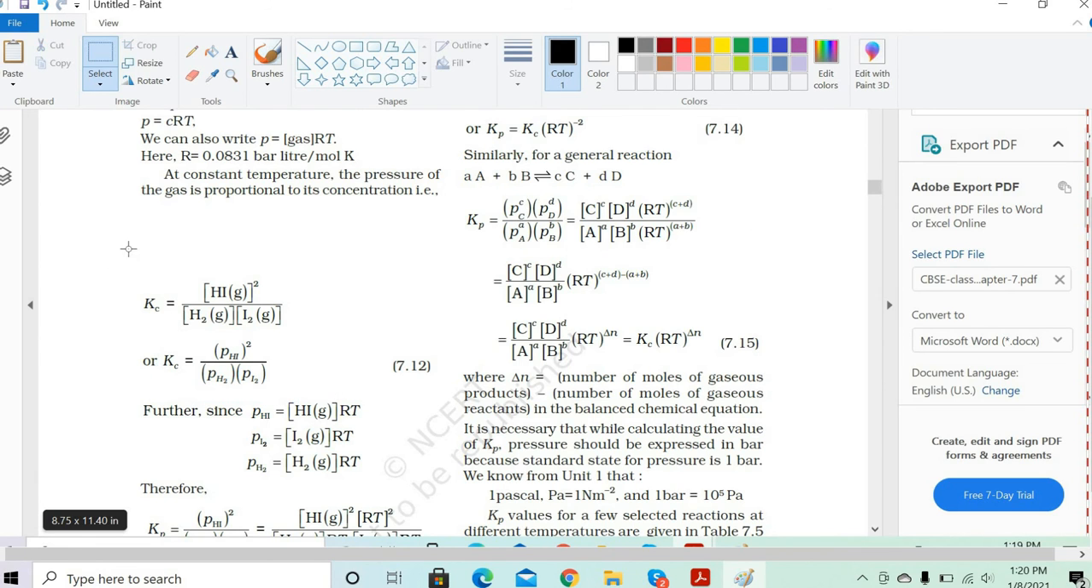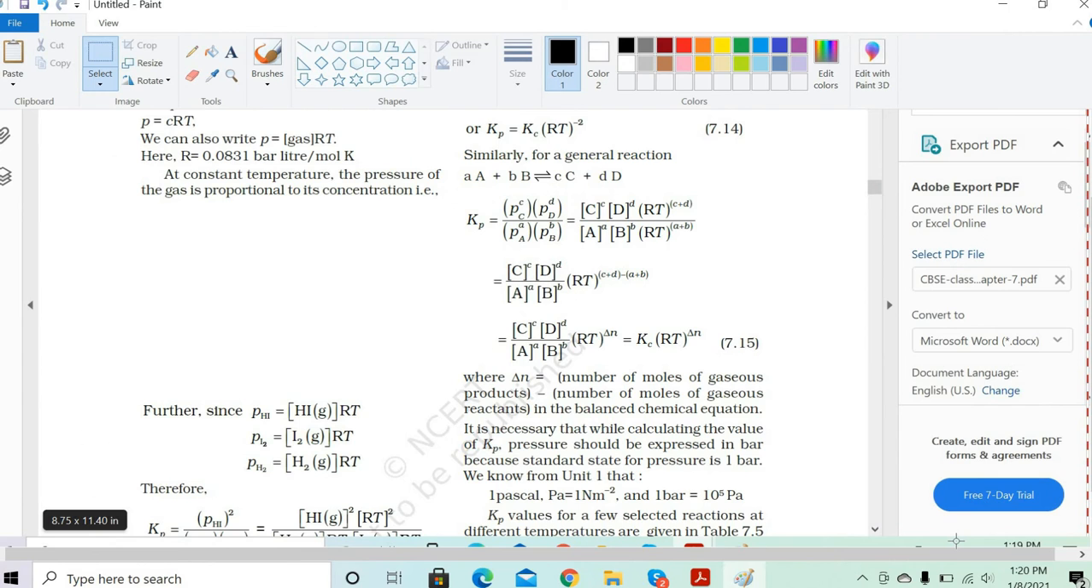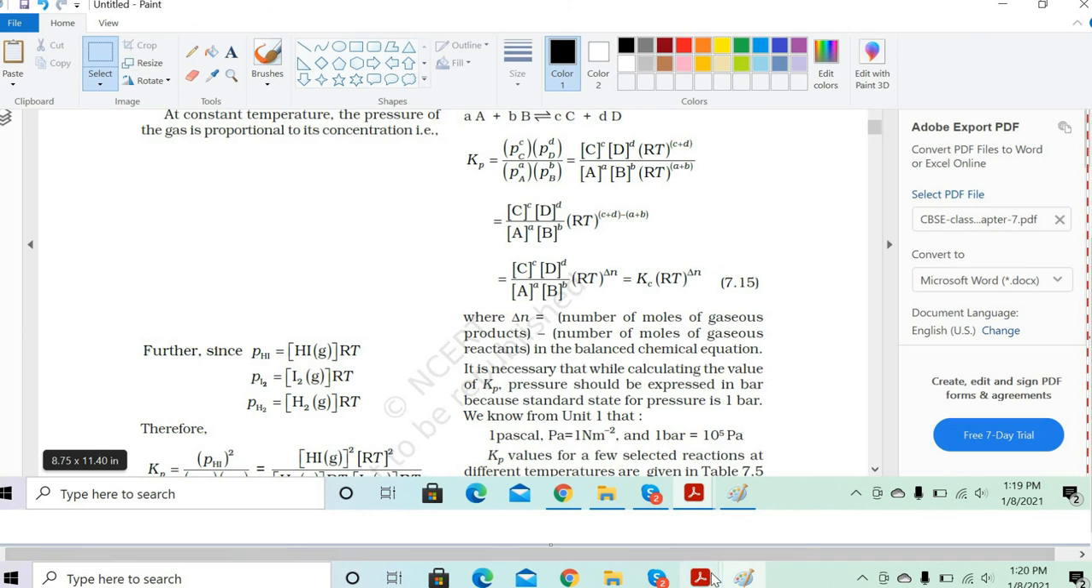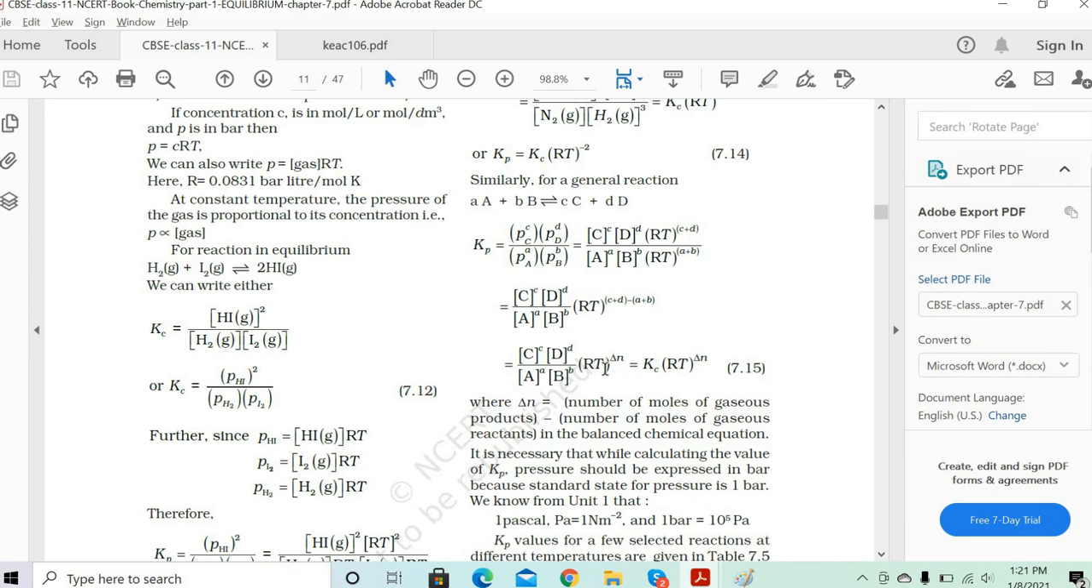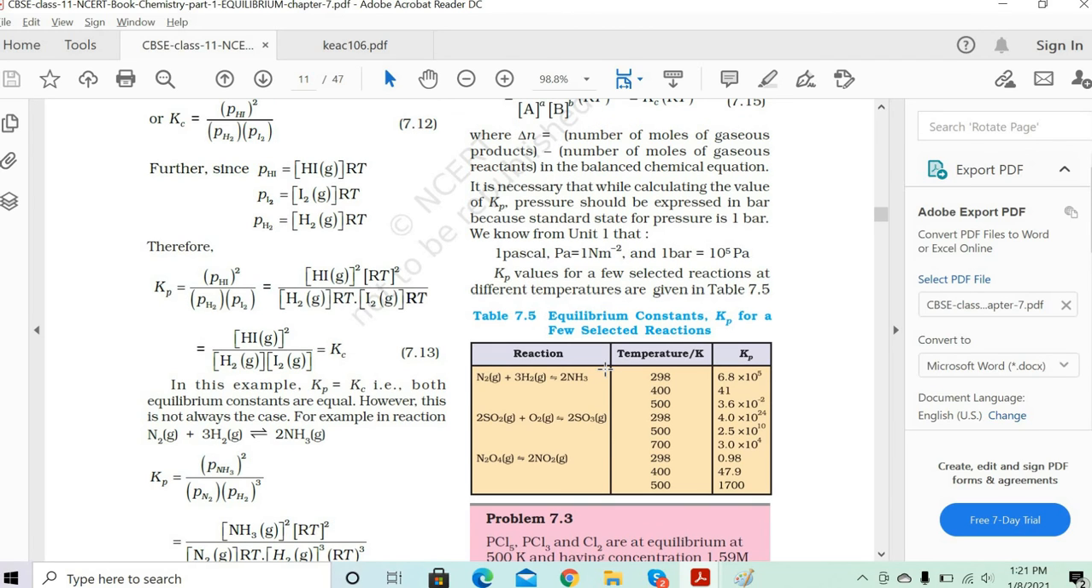Yeah. See, your equilibrium constant can be written by the equation 7.13 because pressure is directly proportional to the concentration of the gas, right? Clear or not? Yes, it's clear. Good.